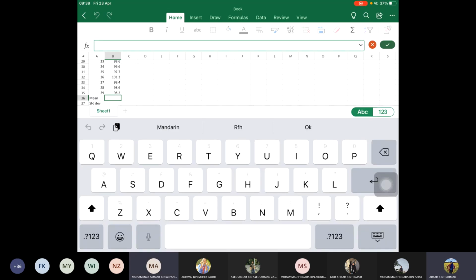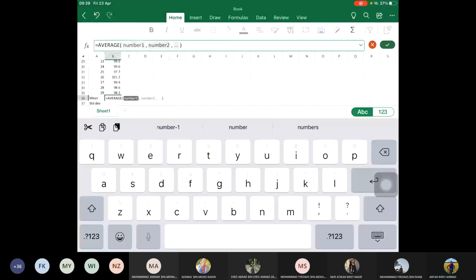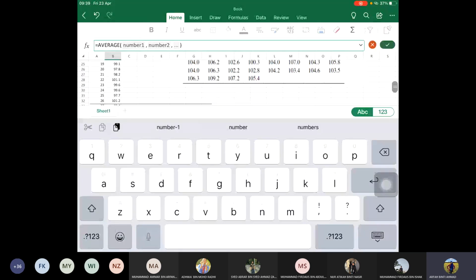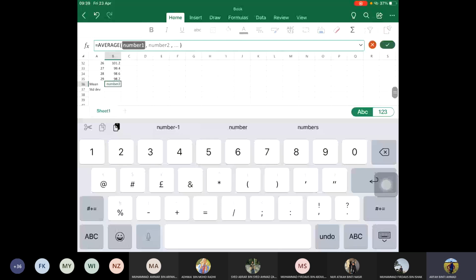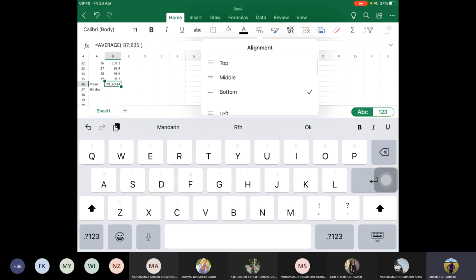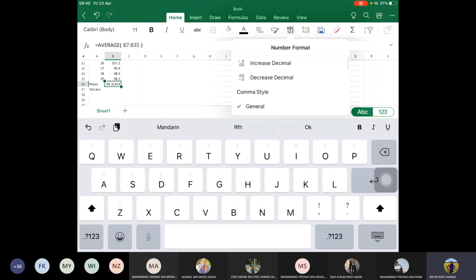Okay. So masukkan data saya daripada B7 sampai B35. Okay. B7 and then double dot sampai B35. So padam yang lain-lain. Enter. 99.3241. Dah dapat. So dapat yang lain? So decrease decimal. Increase decimal.